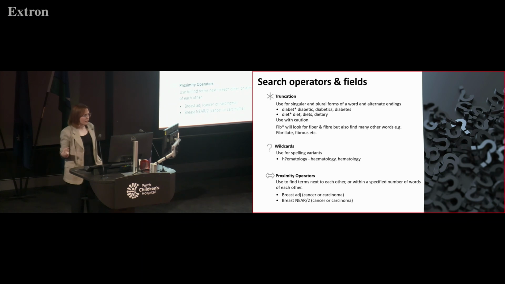Do use it with caution, however, and make sure that you are truncating in the right spot. If you have a look at the fibre example, where it is truncated, it will find the two different versions of fibre, but it may also find really irrelevant words like fibrous and fibrillate, and that's going to blow your search results out unnecessarily. So always use truncation with caution and figure out exactly where the best spot is to put that symbol in. Wildcards are used for spelling variants.